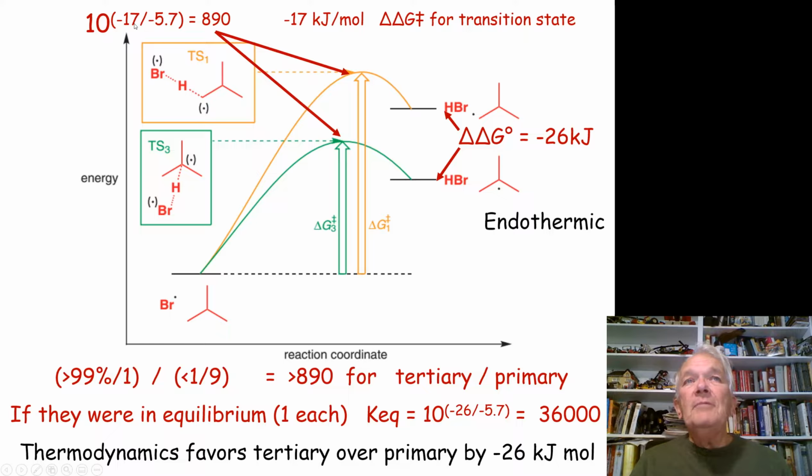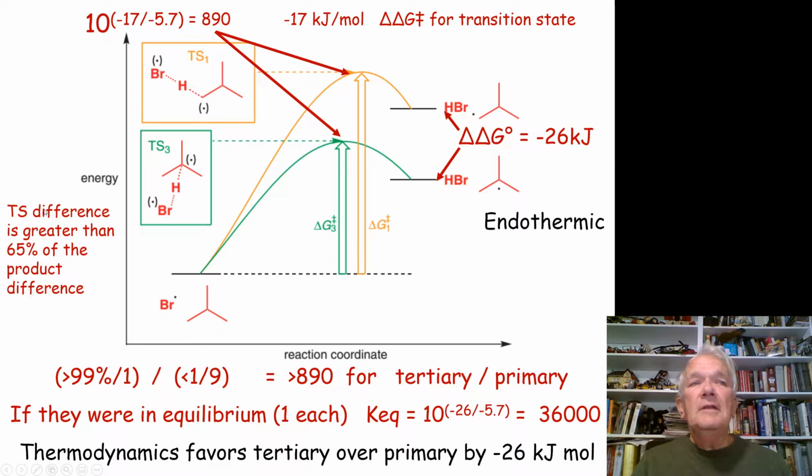We can do the same calculation based upon the ratio that we calculated of 890. We can figure out that delta G has to be minus 17. So now this number is minus 17 versus 26, and it's 65%. 65% of the product difference is now in the transition state. So these two reactions are very, very different.